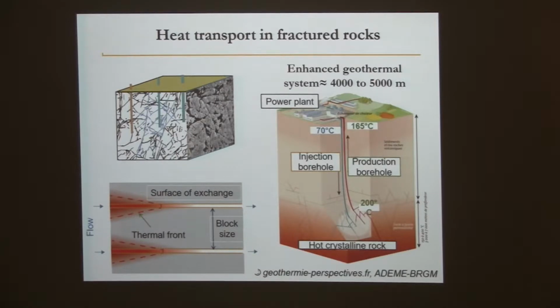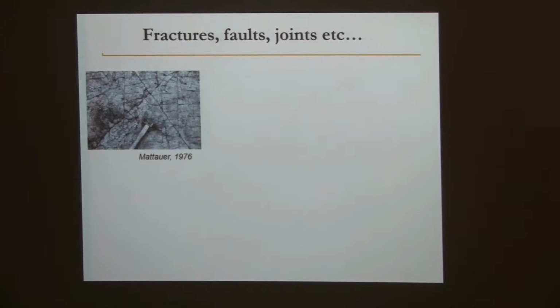that allow us to take the heat from a very deep system. But in that case, we do not expect, as we shall see, some kind of homogeneous or regular system. And then the question is about what is the role of the heterogeneity of the fracture network. About fractures, faults and joints, I will just present a few things.